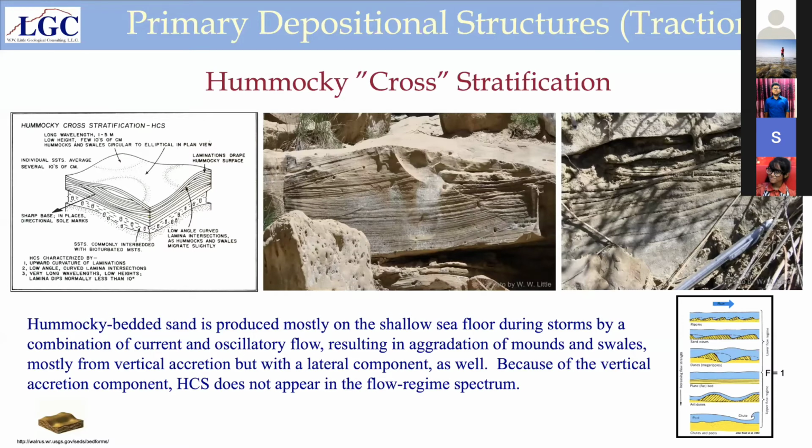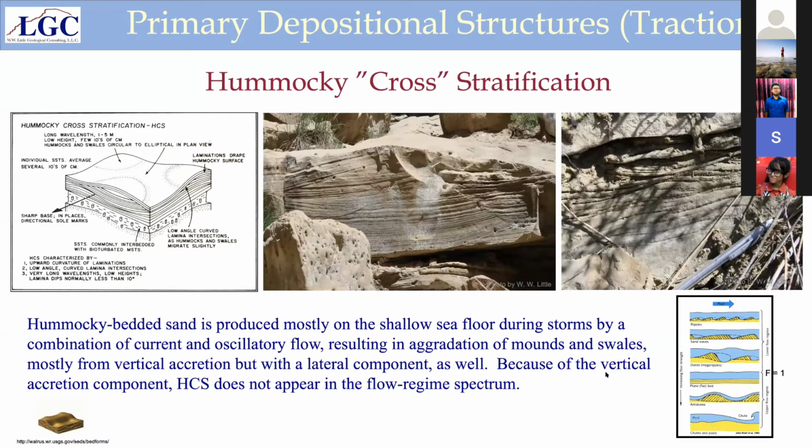A lot of people refer to it as hummocky cross stratification. I prefer to leave the word cross out of that. If you look at these two figures, left and middle in particular, notice that the bedding is almost more vertical than it is lateral. There is a lateral component associated with it. Now, these are very high energy units. If I were to place these on the flow regime diagram, it would probably be just after plane bed.